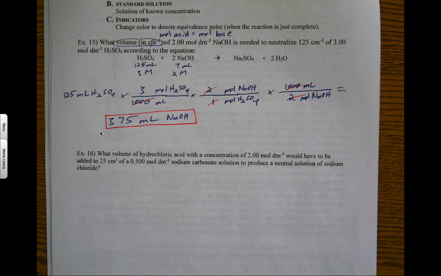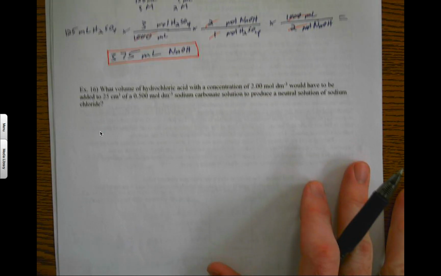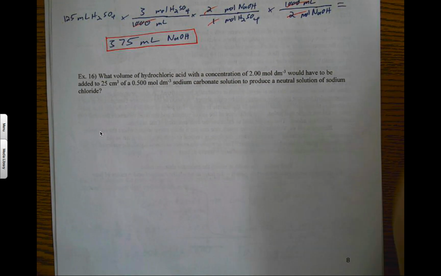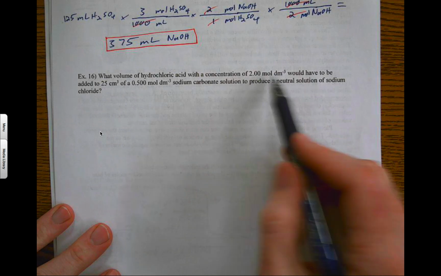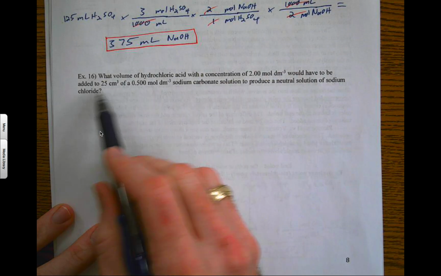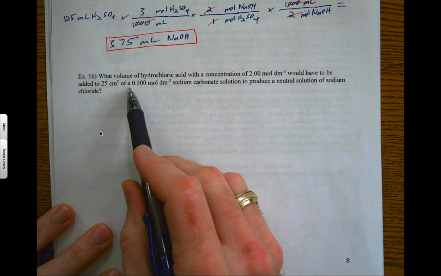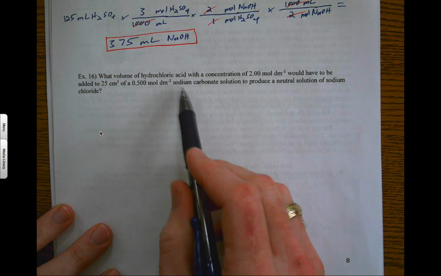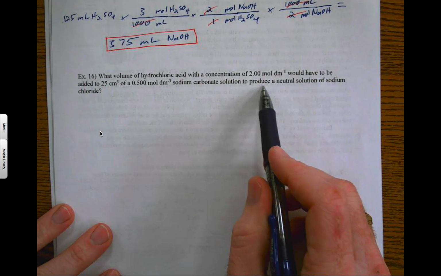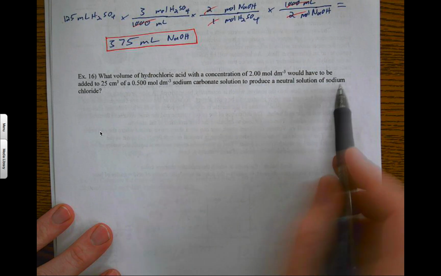Now, let's do example number 16. This one's going to be fun because there's some extra steps involved. What volume of hydrochloric acid with a concentration of 2 molar would have to be added to 25 milliliters of a 0.5 molar sodium carbonate solution to produce a neutral solution of sodium chloride?